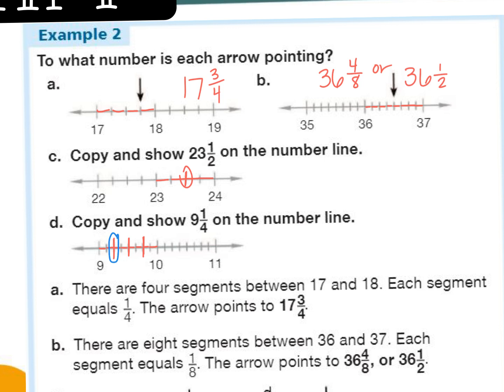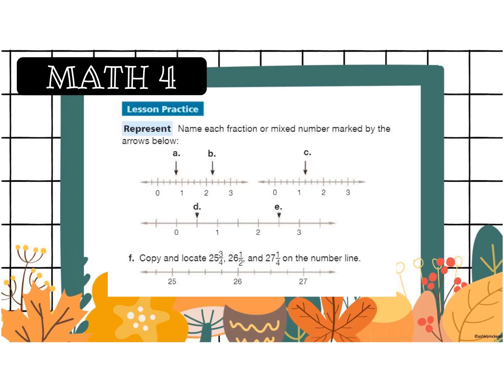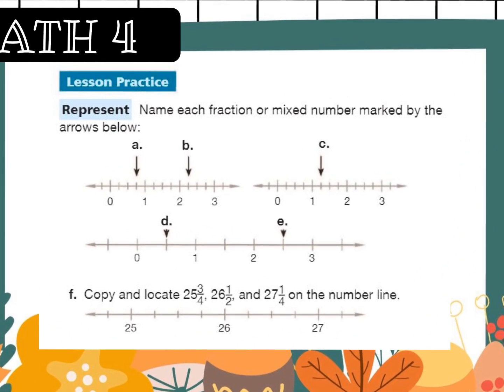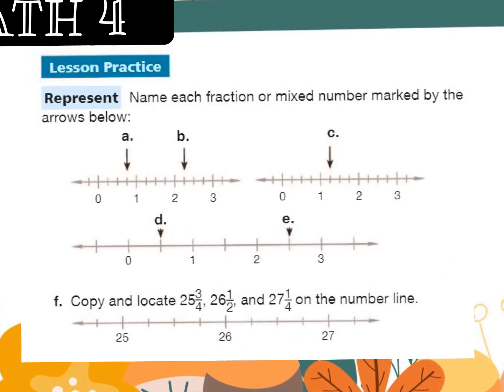I've already explained everything, so I'm going to skip on to the next part because down below, it's just explaining each thing that we've already done. Okay, here's some practice. We're going to name each fraction or mixed number marked by the arrows below. So if I'm looking at A, what is A pointing at? It's between 0 and 1, so I know that the whole number has to be 0. So Abbott, what's the fraction that it's pointing to? 3/4. Very good. So A is 3/4.